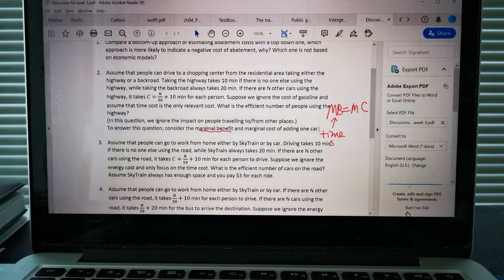So if we add one car, what is the time saved for that car? That is 20 minus how much it's going to cost you, right? 20 minus n divided by 50, minus 10. Or you can write it as 10 minus n over 50. So that's the marginal benefit for that car.